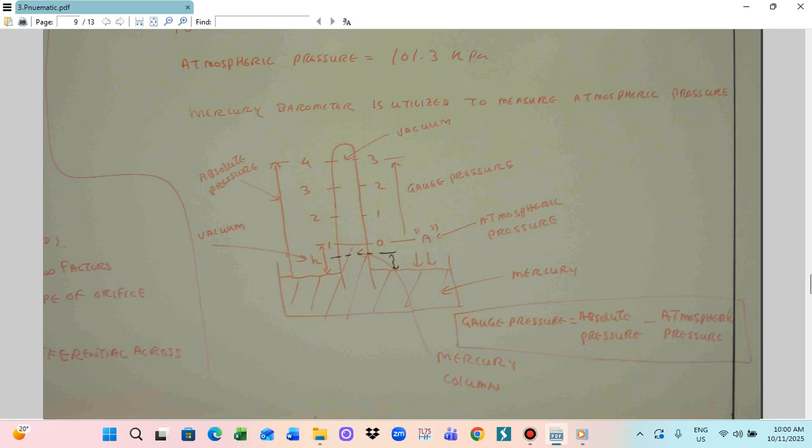So the absolute pressure minus air pressure, you can calculate the gauge pressure. So this is the equation to measure the gauge pressure. This is the fundamental of the pressure gauge.